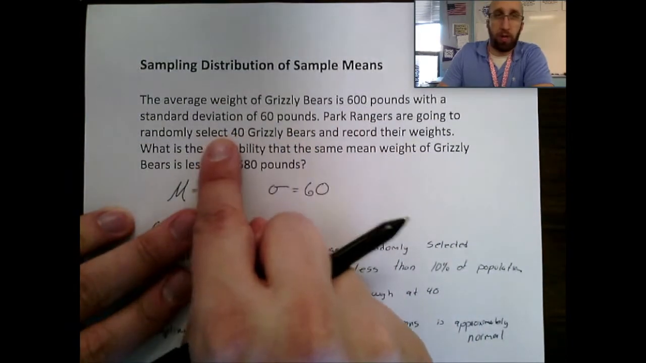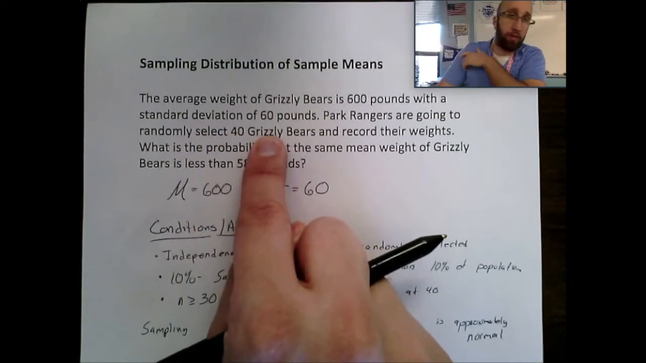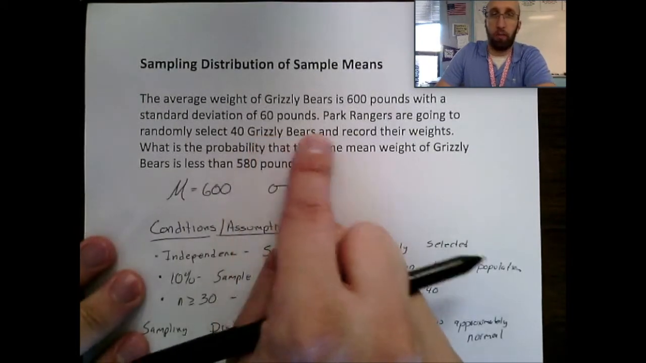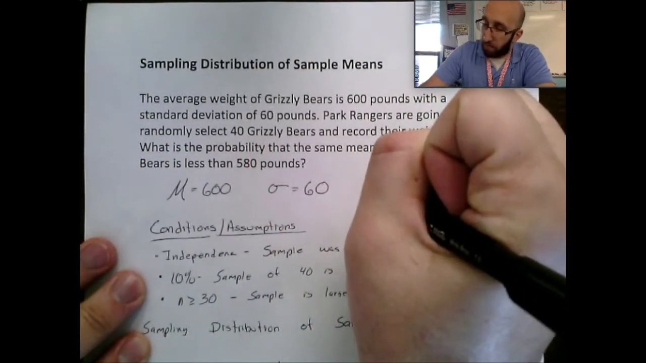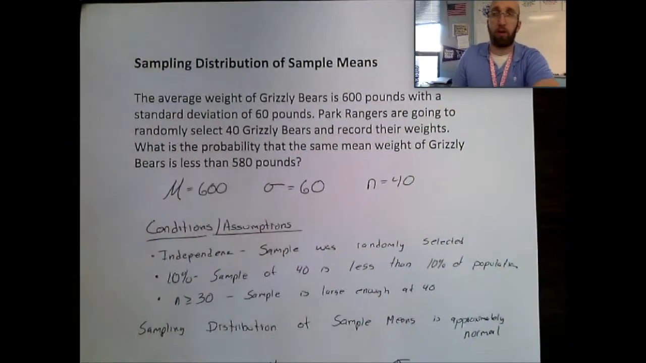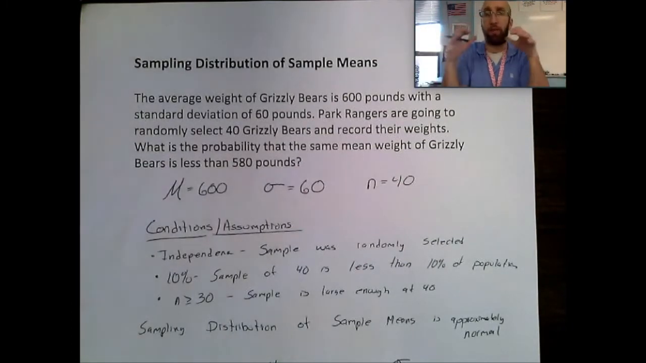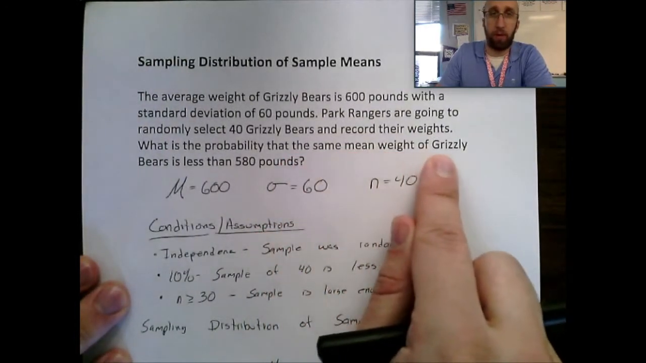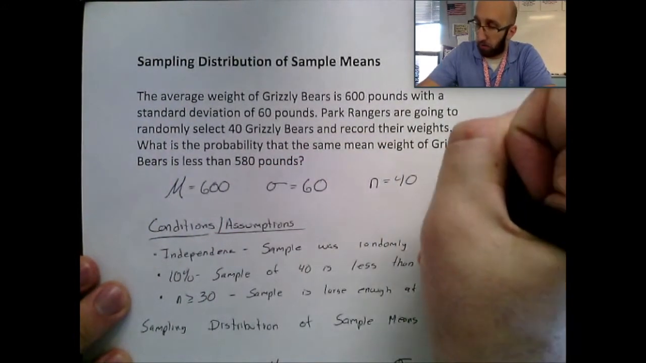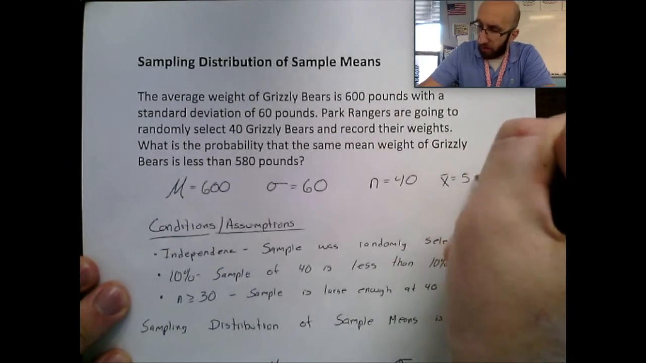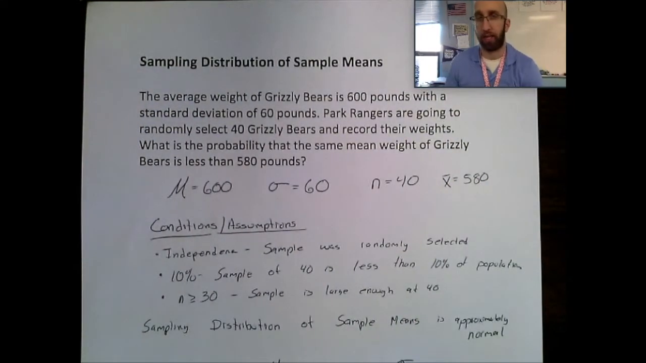Park rangers are going to randomly select 40 grizzly bears. So they're going to go out, hopefully randomly select 40 different grizzly bears from all over, and record their weights. So that 40 is my sample size. Then we want to know the probability that the sample mean, so if I take those 40 bears, record all their weights, and find their average weight, what is the probability that the sample mean weight is less than 580 pounds? So our sample mean, x bar, is 580. And we'll see how this is all used in a second.